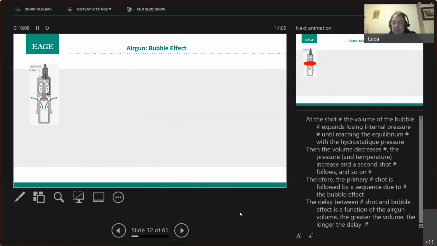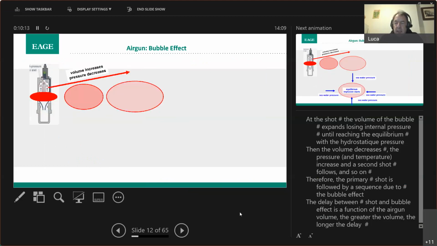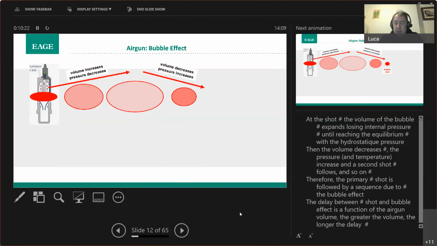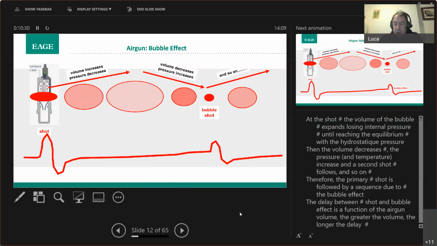After the shot, the volume of the bubble expands, losing internal pressure until reaching equilibrium with the hydrostatic pressure. Then the volume decreases, the pressure and the temperature increase, and the second shot follows, and so on. Therefore, the primary shot is followed by a sequence due to the bubble effect. The delay between the shot and the bubble effect is a function of the airgun volume. The greater the volume, the longer the delay.